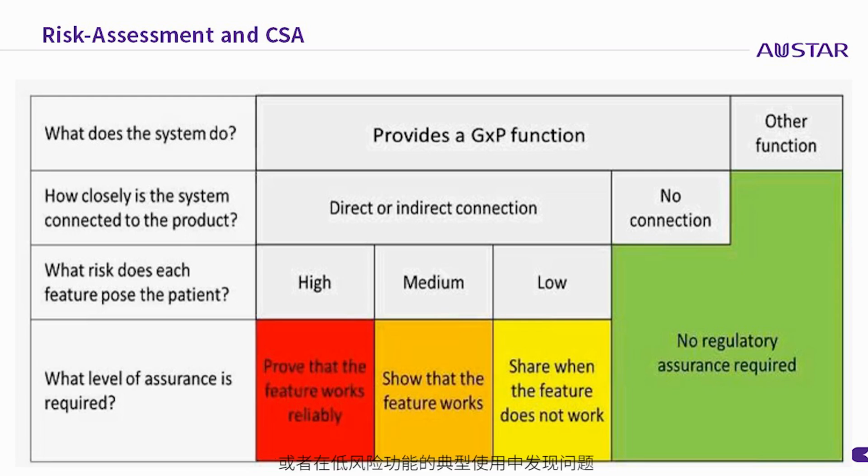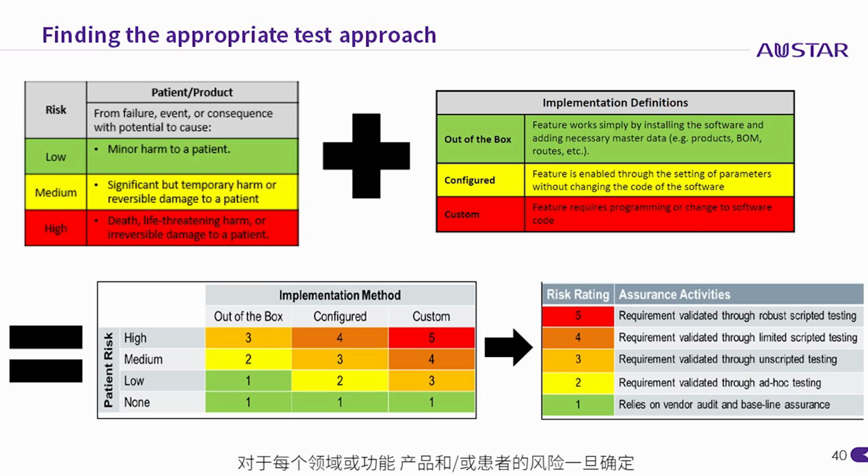For each area or functionality, the risk to the product and/or the patient is determined and then combined with the implementation approach of your system or module. As stated by the GAMP 5 for a long time, custom applications are of higher risk than configurable software. And standard, non-configurable, out-of-the-box software has an even lower risk. Once you combine it, we can determine the risk rating and use that to consistently identify the required testing and assurance activities.